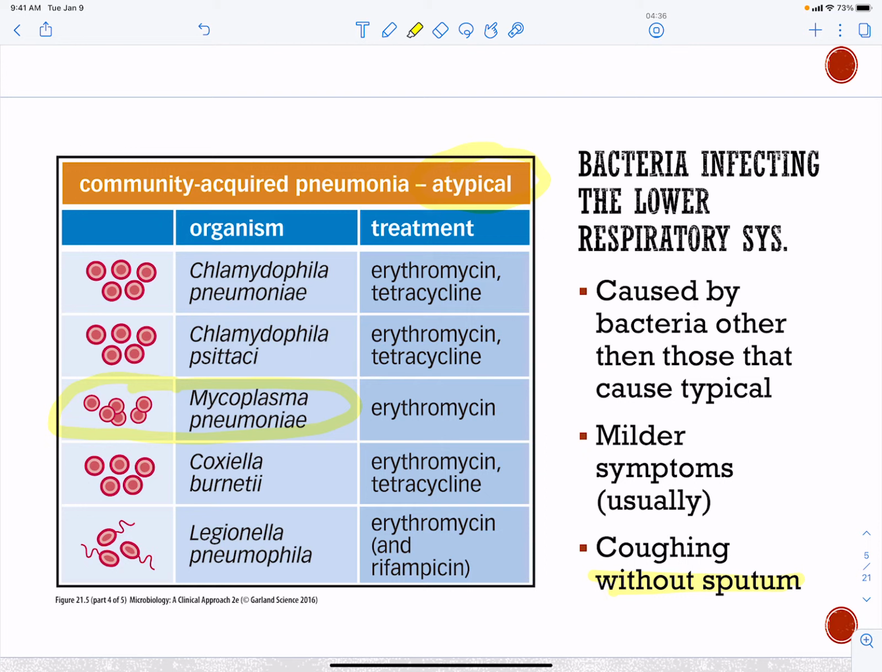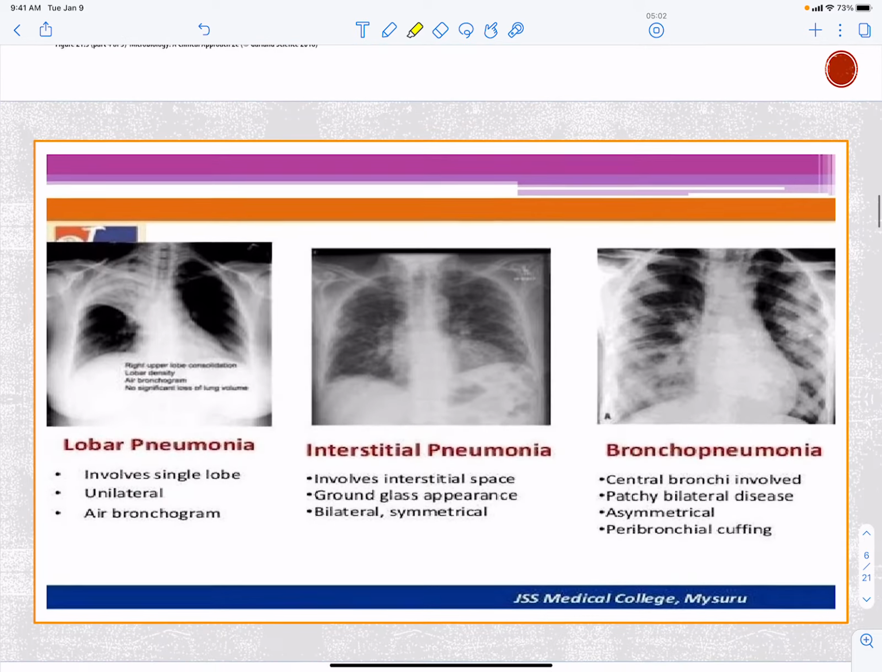So having this non-purulent cough, non-purulent atypical pneumonia means that you don't have that massive influx of neutrophils. Legionella is causing atypical pneumonia as well. We also have Chlamydophila pneumoniae, and Chlamydophila psittaci, which is from the bird flu or bird bacterium.